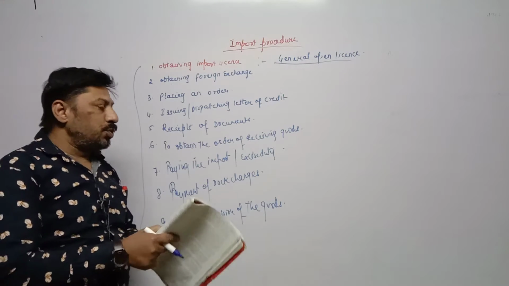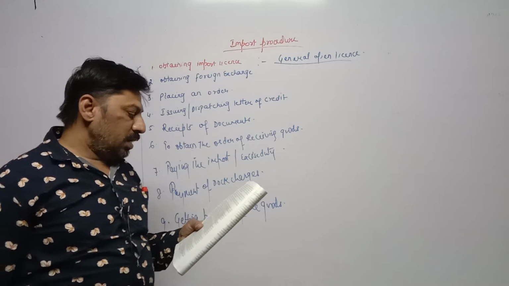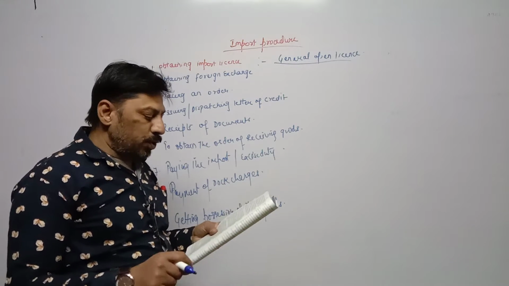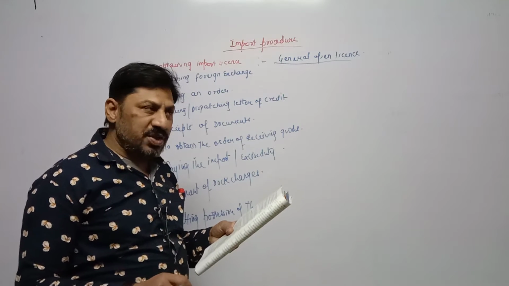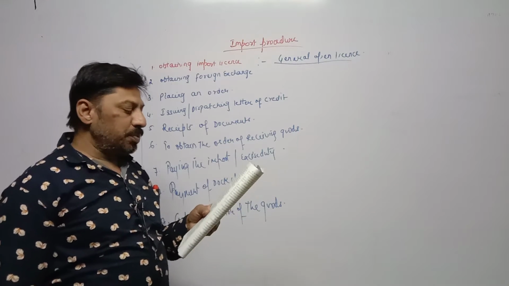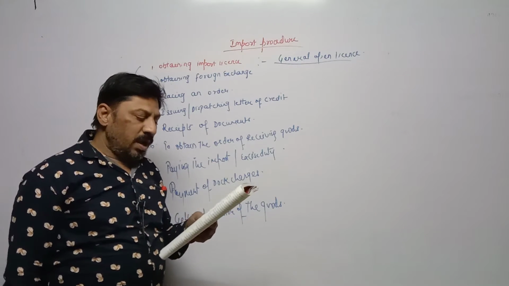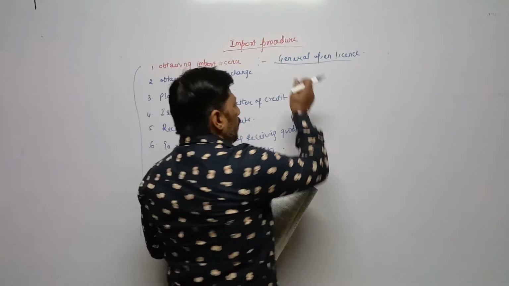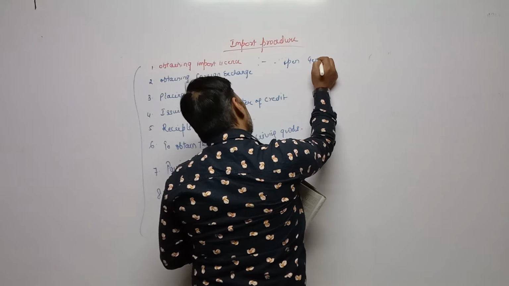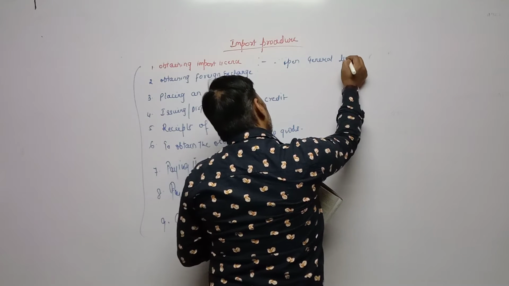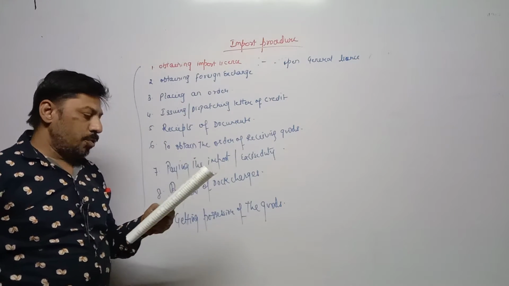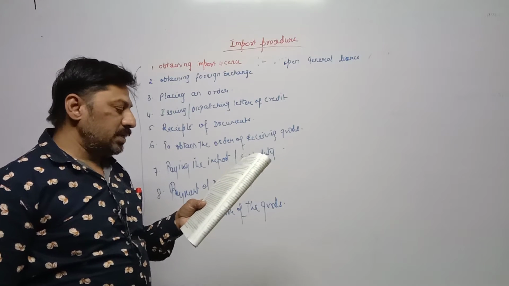So that is given in your textbook. First point, obtaining import license. If the importer wants to import the goods which are listed, means which are already mentioned in the list of required items and services published by the government, then he has to obtain an open general license, which is easier to get.